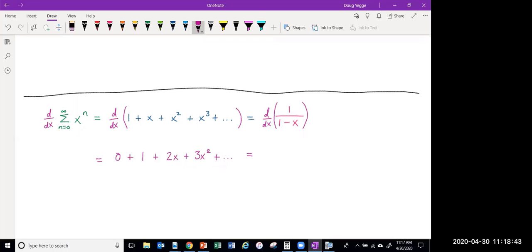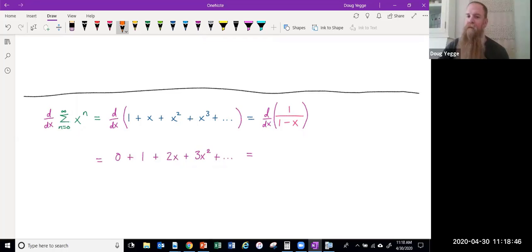Negative ln of 1 minus x plus c. Not quite. We're differentiating, not integrating, right? So we're finding the derivative. So let's do the quotient rule, right? So we start with the bottom, 1 minus x, times the derivative of the top, minus the top, times the derivative of the bottom, all over the bottom squared.